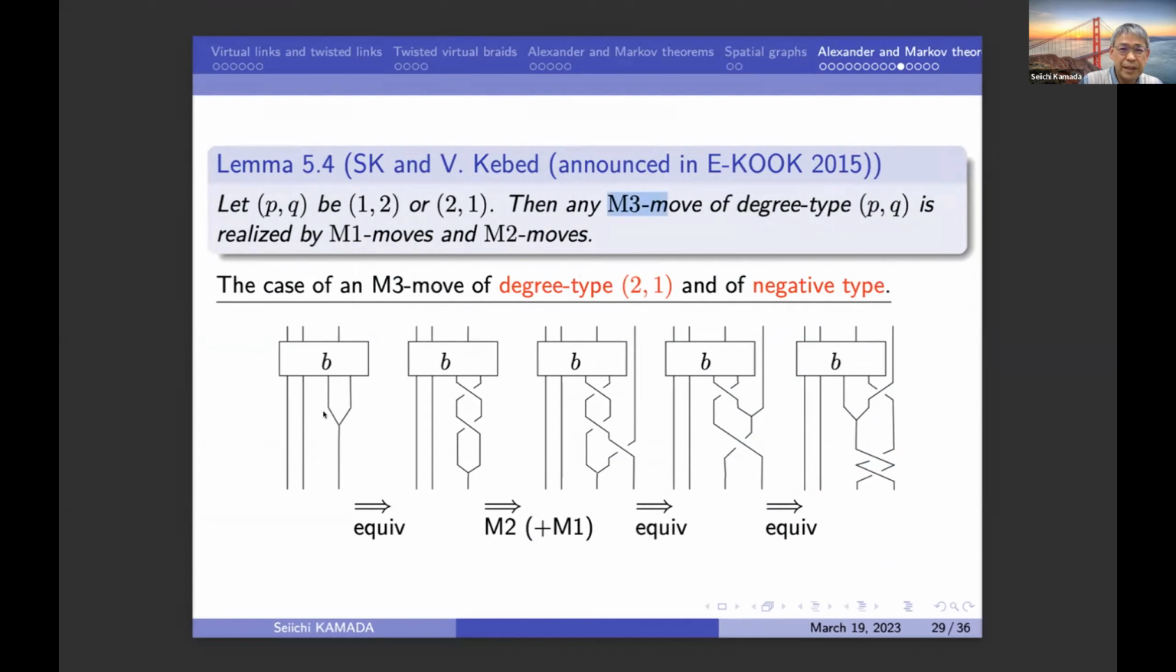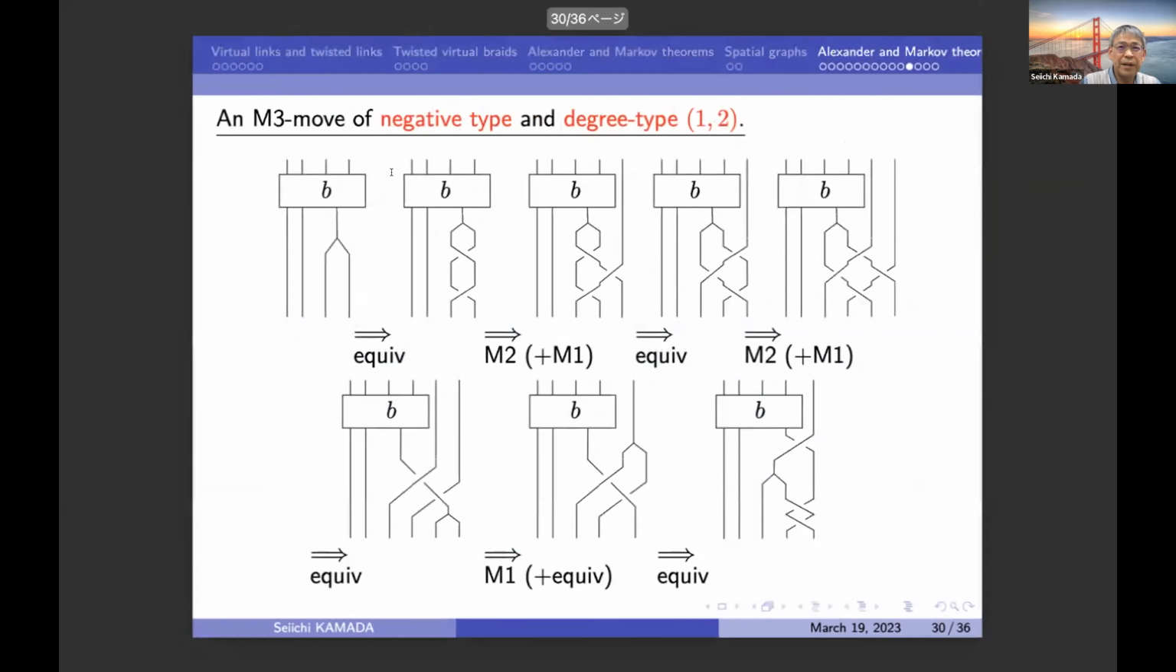Here is a proof. If we have a 2-1 type vertex, up to isotopy we move this braid like this, and apply an M2 move, and braid equivalence. And also, this is also a braid isotopy. And from this one to this one is an M3 move of degree type 2-1. And similarly, for a negative type, it is a little complicated, but anyway, degree type 1-2, from here to this one is an M3 move, graph braid stabilization, but it is realized by equivalence and M1 and M2 moves.